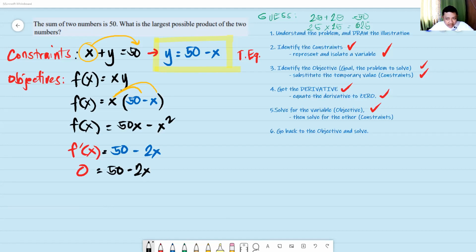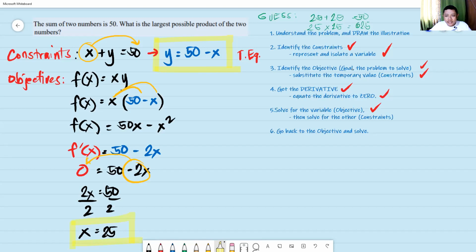Very good. Your classmates are correct. So let us transpose this to the other side so that it will become positive. 2x is equal to 50. Divide both sides by 2. So x will be equal to 25. Very good. That is our first number.